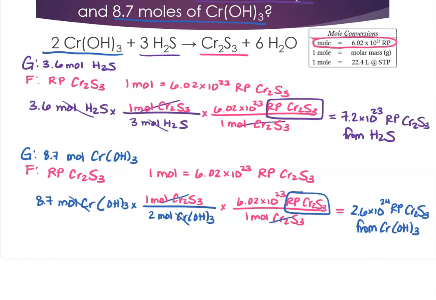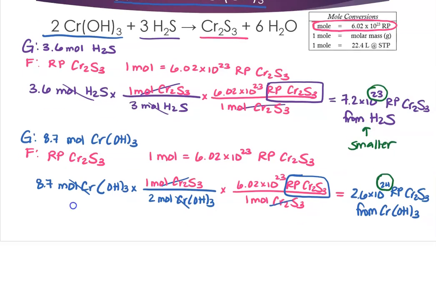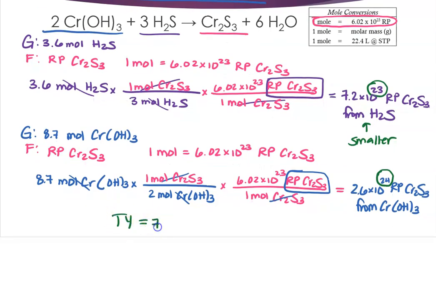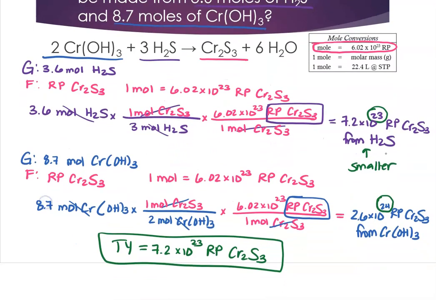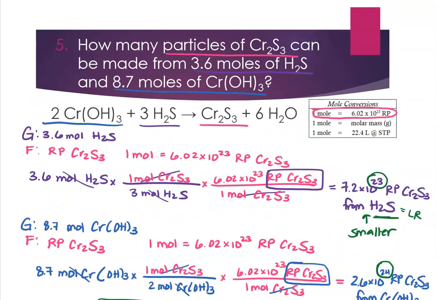So now I do the same thing as before. It's whatever number is smaller, 7.2 times 10 to the 23rd versus 2.6 times 10 to the 24th. So even though 2.6 is smaller than 7.2, the 24th is a larger power than 23. So the 23 is going to be smaller. So that means that my theoretical yield is 7.2 times 10 to the 23rd RPs of Cr2S3. This doesn't ask us for limiting reactant, but if it did, H2S would be my limiting reactant. All right, so that is limiting reactant. We just do our stoichiometric conversions multiple times, pick the smallest one, and we are good.